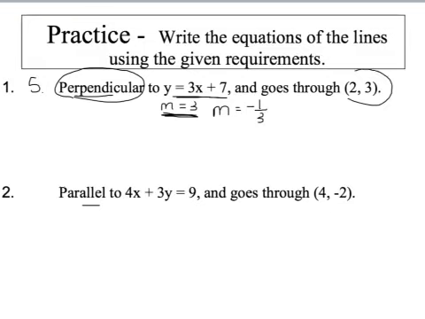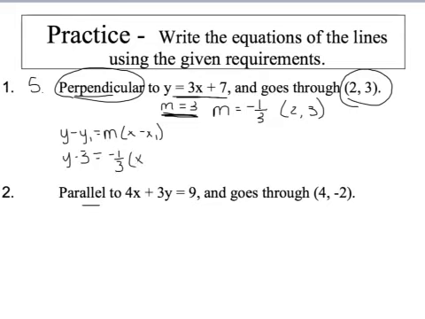Now I want my line to go through the point 2, 3. So I have a point, I have a slope. We're now going to use point-slope form. So we have y minus 3 equals negative 1/3 times the quantity x minus 2.